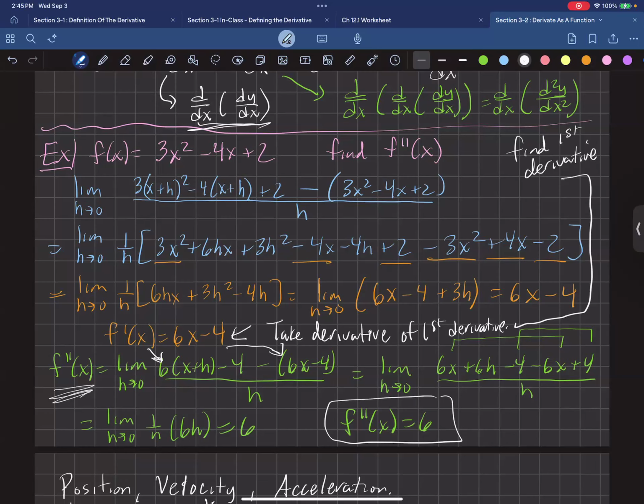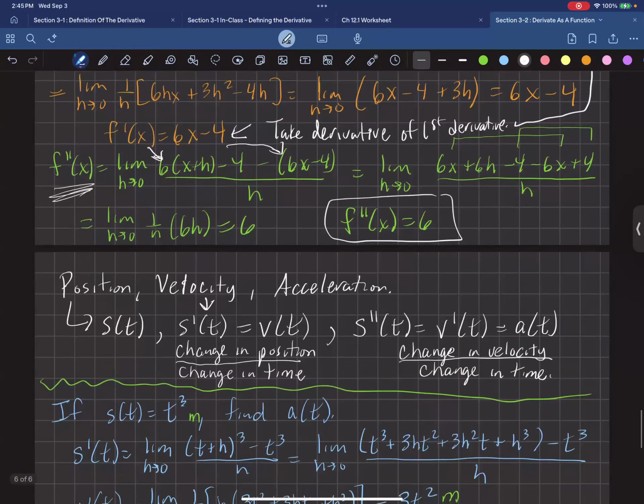Okay? Just make sure you take this patiently. Doing this part right here, a lot of students forget that this is x plus h times x plus h, and they mess up this portion. You have to distribute that right.